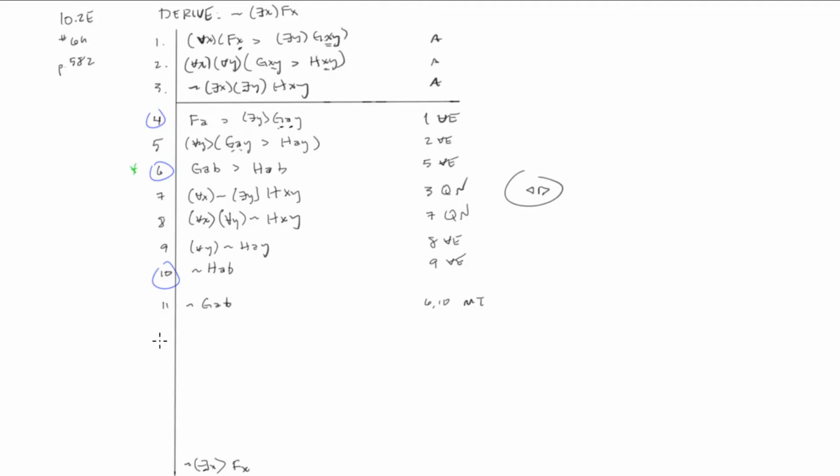Now, where are we going to go from here? If we look, we had lines 4, 6, and 10. We just used 6 and 10. So now we have 4 and 11. Is there anything that we can do there? And hopefully what you're seeing is that we don't have input for modus tollens. But it looks like we're close. And in fact, we are close.